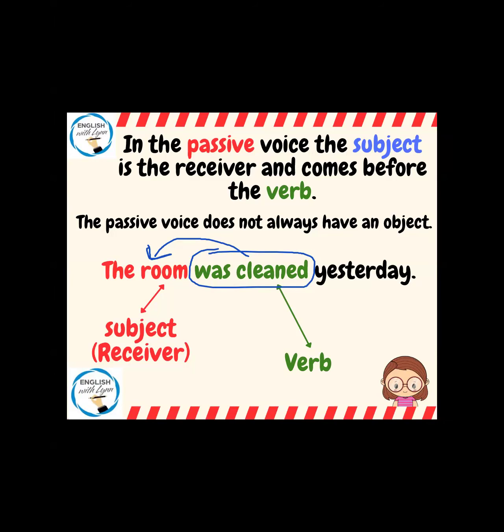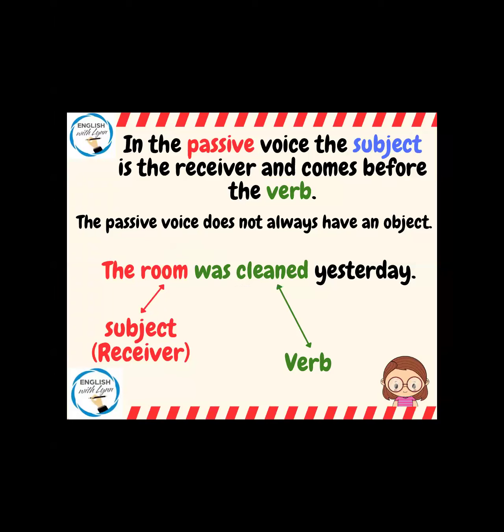So we've got the room, which is the receiver of the action, and was cleaned, which is the verb. And you've got the cleaned, which is your past participle in there. Notice this version, it doesn't have who cleaned it.